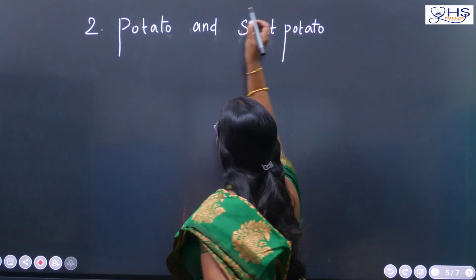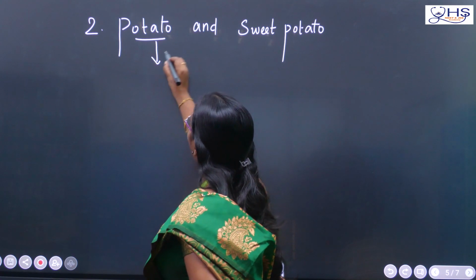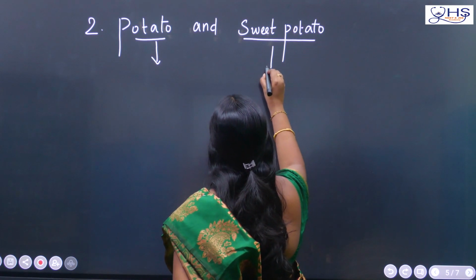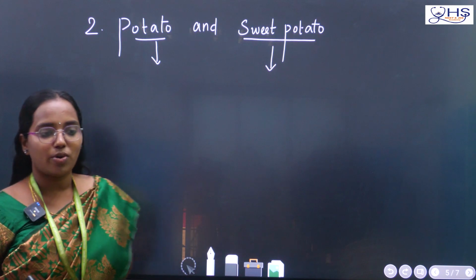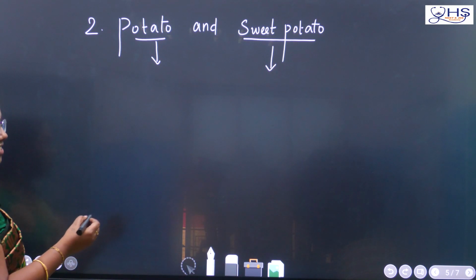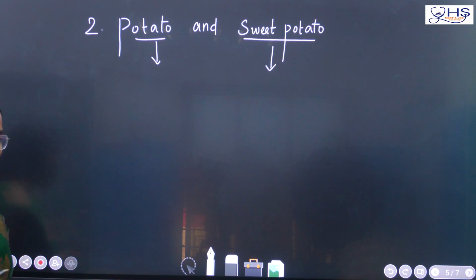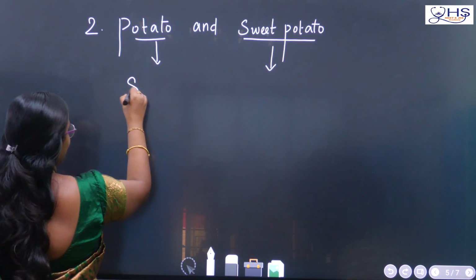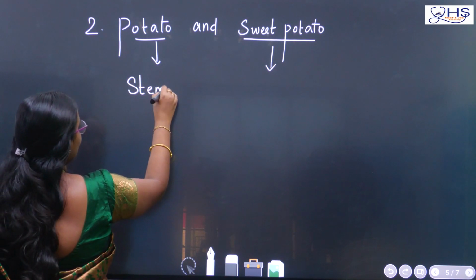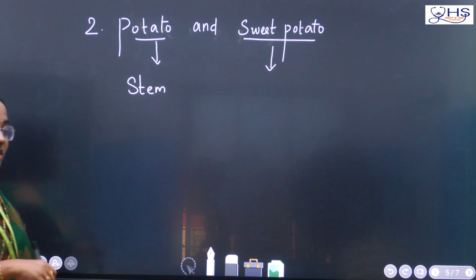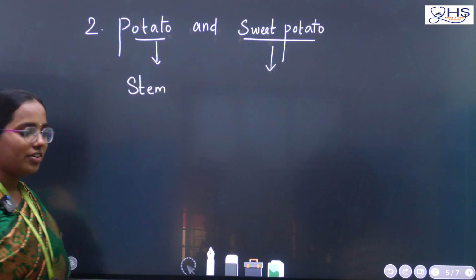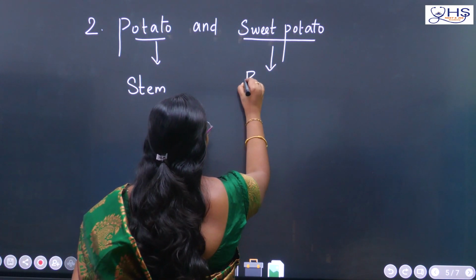Okay, now you answer me. Potato is a modification of what? Sweet potato is a modification of what? You can answer loudly. Potato is a modification of stem. Is that correct? Yes, very good. Potato is a modification of stem, whereas a sweet potato is a modification of root. Very good.